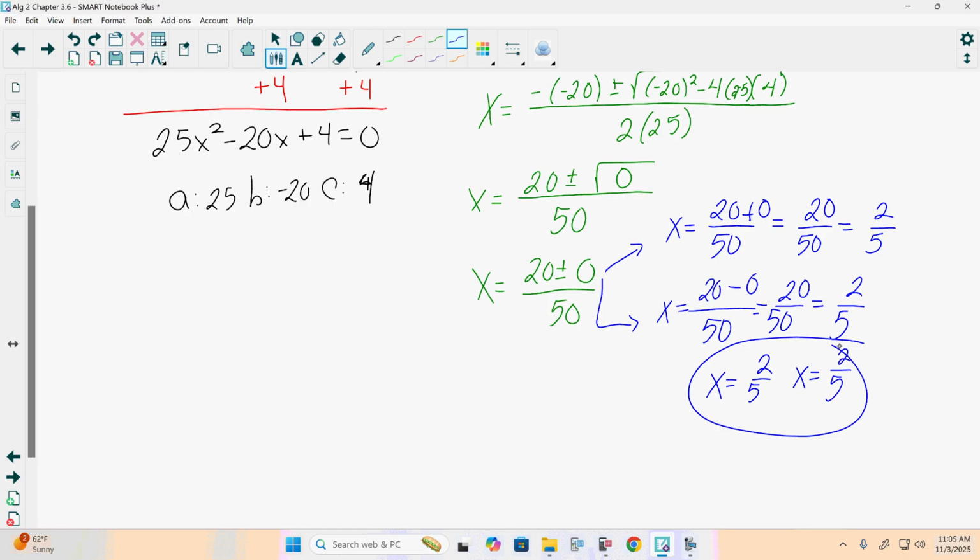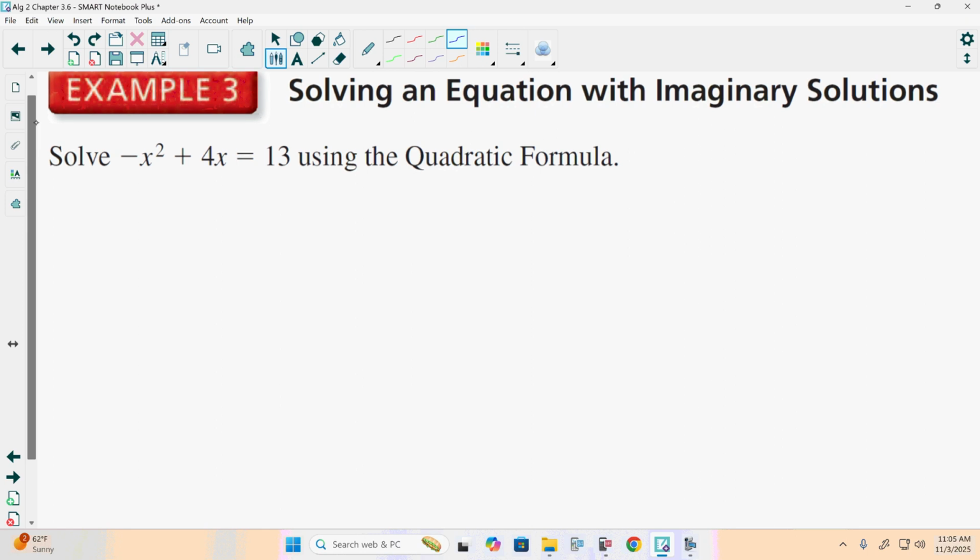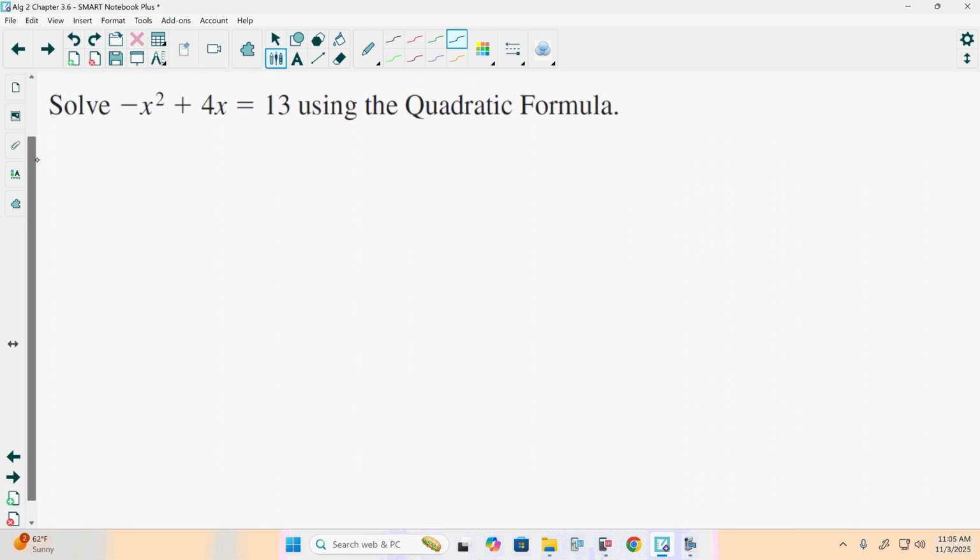Are you ready for the last one of these that we're going to do? There's one other thing we're going to look at, but we're going to look at one more of these here. Negative x squared plus 4x minus 13 is equal to 0, because again, we just got to get it equal to 0.